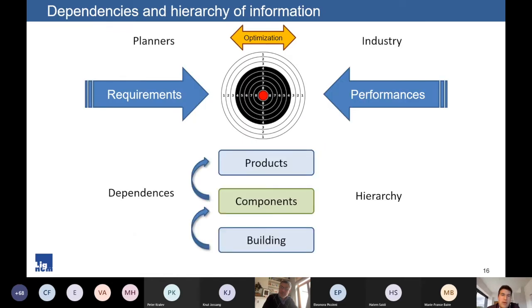So the topic is always requirements and performances: the planner has requirements, and we as an industry provide the performance. The good intermediary is the components, so we can communicate with the planner over the components. The product is then something on the next step. Certainly that's important, but we calculate the performances of components based on products, and the planner looks first of all for components.